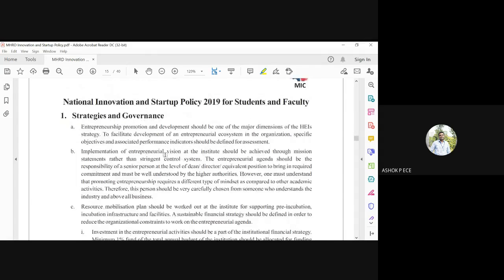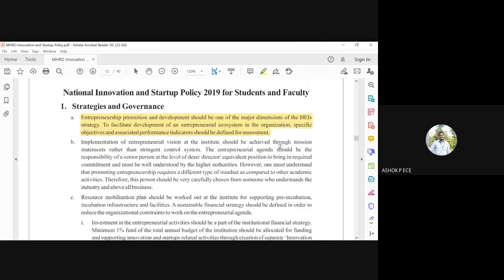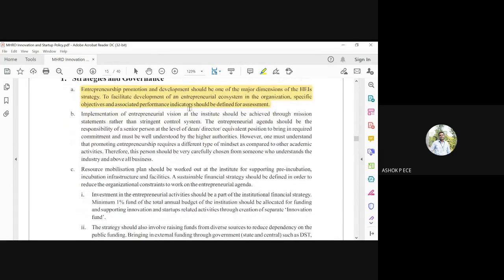So, what are the strategies of this? Entrepreneurship promotion and development should be one of the dimensions all the institutions focus on. Only then can you achieve the necessary performance in the key indicators. So, implementation will be through the institute.